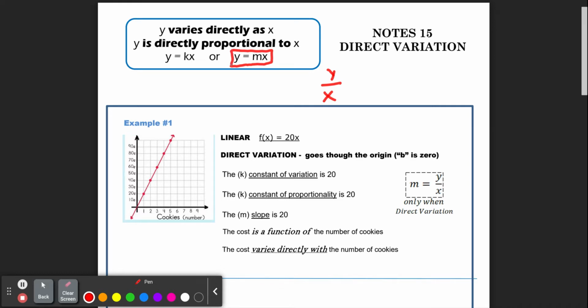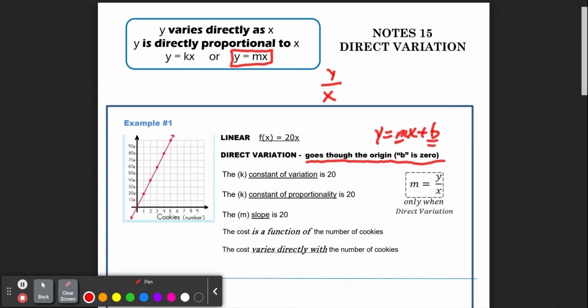So when we have the linear f of x equals 20x and we have the direct variation, what you need to know is that it goes through the origin. The b is 0. So you know this, y equals mx plus b, the slope-intercept form. This is your slope and this is your y-intercept.